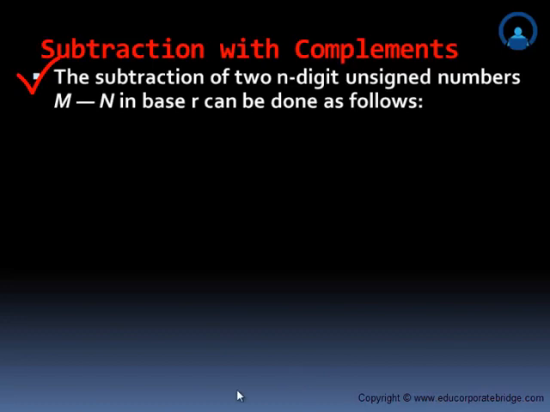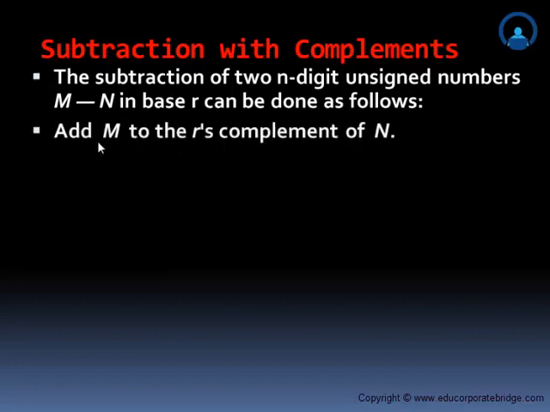The subtraction of two n-digit unsigned numbers, m minus n in base r, can be done as follows. As I told you, the first step is to find the complement of n. Either it's the 1's complement or the 2's complement if binary, or if n is a decimal number, the complement can be either the 9's complement or the 10's complement.